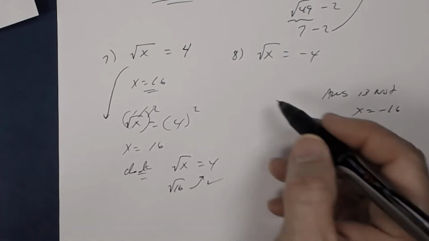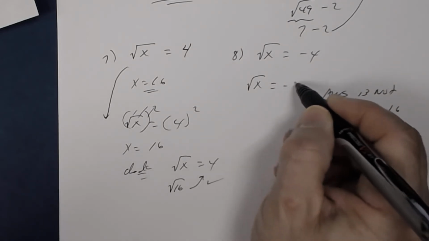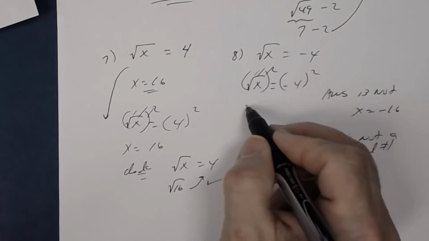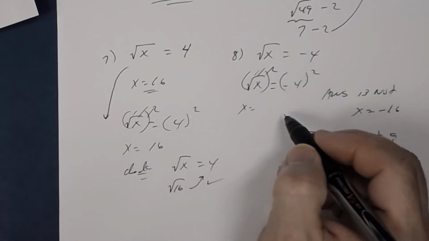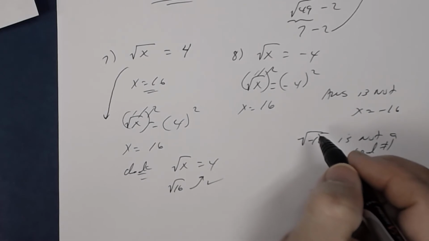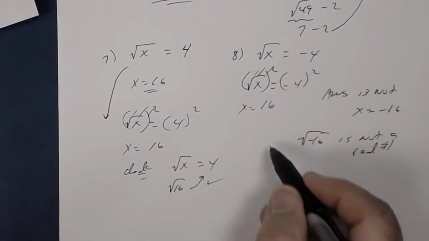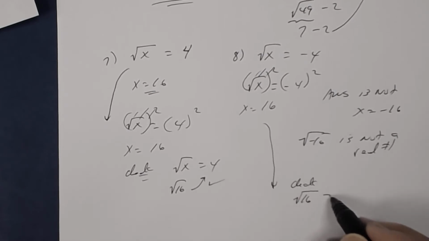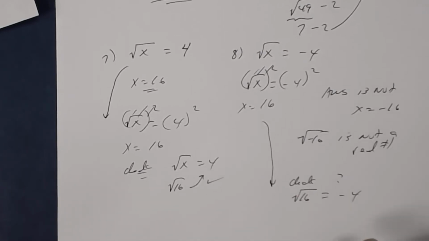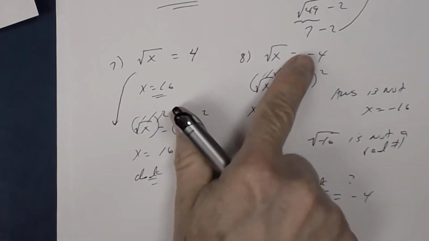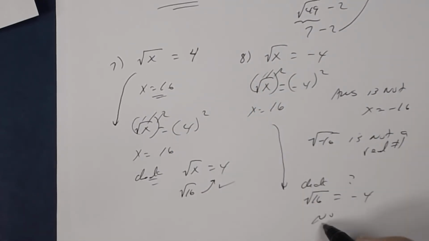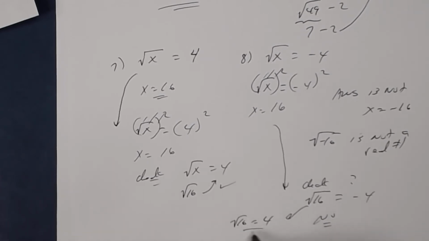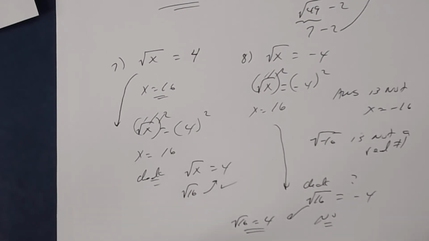Now let's do the same thing here. If I square both sides, the square and the square root undo each other, so I get x. Now what's negative 4 times itself? Positive 16. Y'all agree? Okay, so let's go back and check. Is the square root of 16 equal to negative 4? No, it's not. The square root of 16 equals a positive 4, not a negative 4.